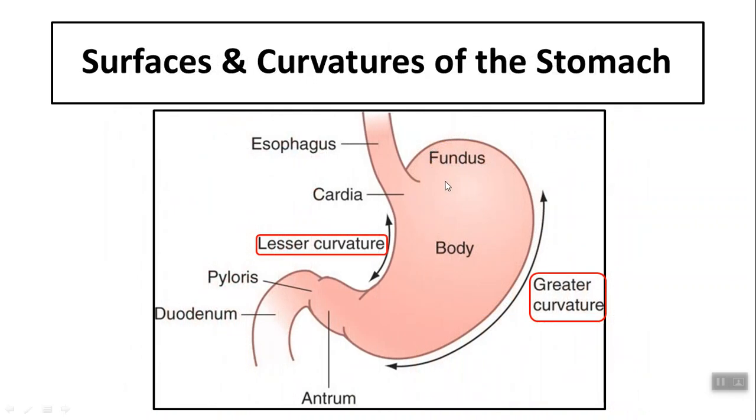It has two surfaces, anterior and posterior. It has two borders, right and left, which are called curvatures. We have the lesser curvature and the greater curvature. The right border is called the lesser curvature, and the left border is called the greater curvature.